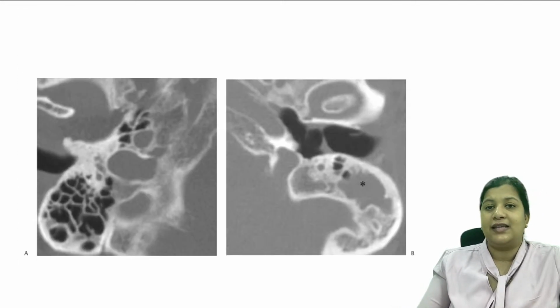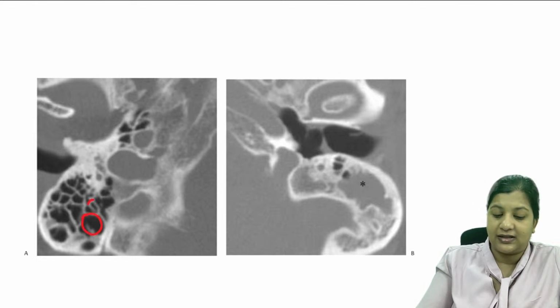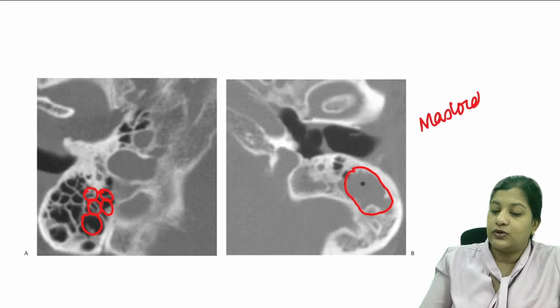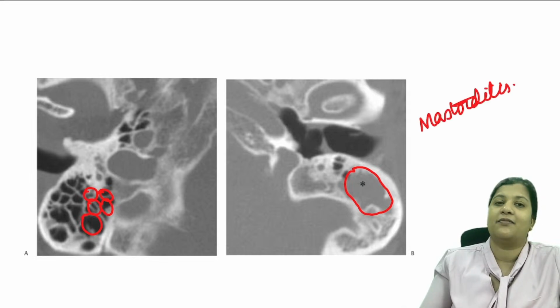Now, let us see the same image. This is an image again showing you something. Look at these air cells. How are these air cells? They are blackish in color. Look at the air cell here in the mastoid. Is it blackish in color or has it become hazy? What do you say? Yes, this is also indicating that it is mastoiditis.